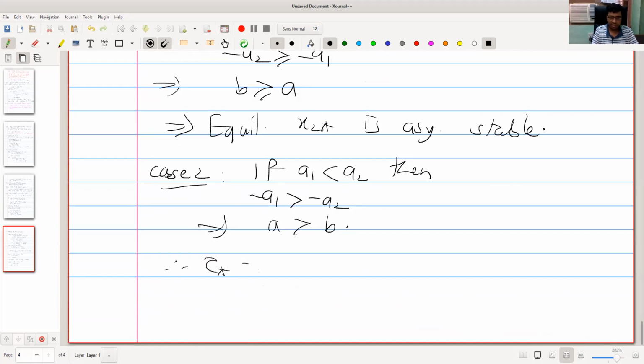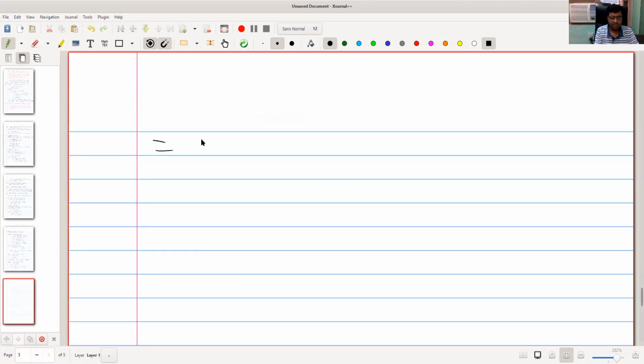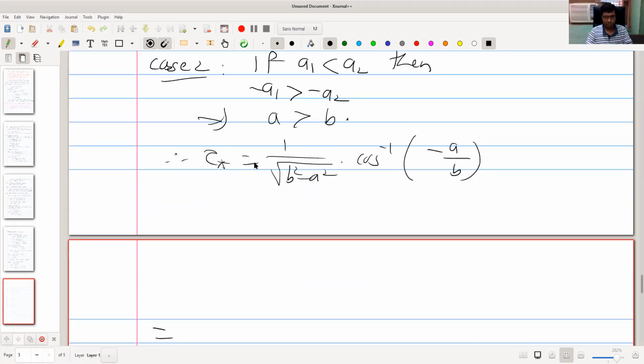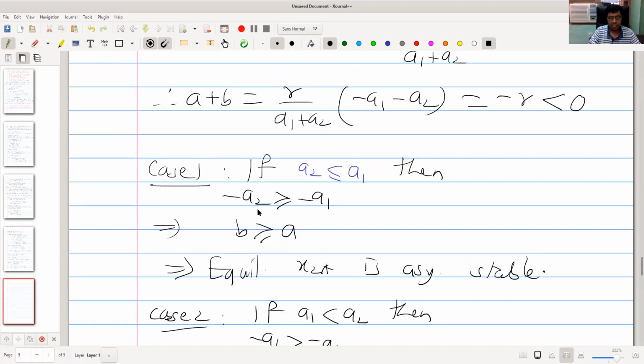Therefore tau star, the critical value, is 1 upon square root of b square minus a square, into cos inverse of minus a upon b, which is equal to 1 upon square root of b square minus a square.